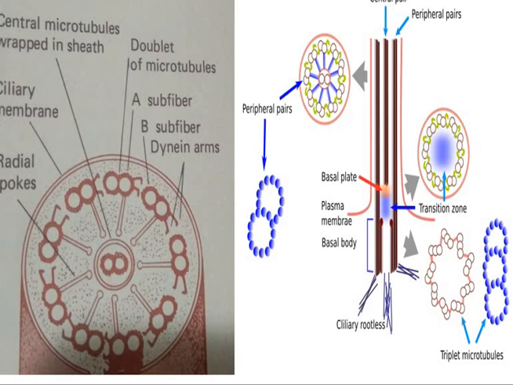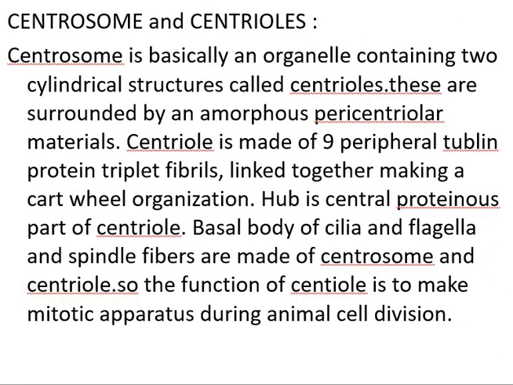So now another beautiful diagram of cilium and centrioles. Here you see centrioles, triplet microtubules, and here doublet microtubules surrounding the single pair of microtubules in the case of cilia. And in the next we see centrosome and centriole.